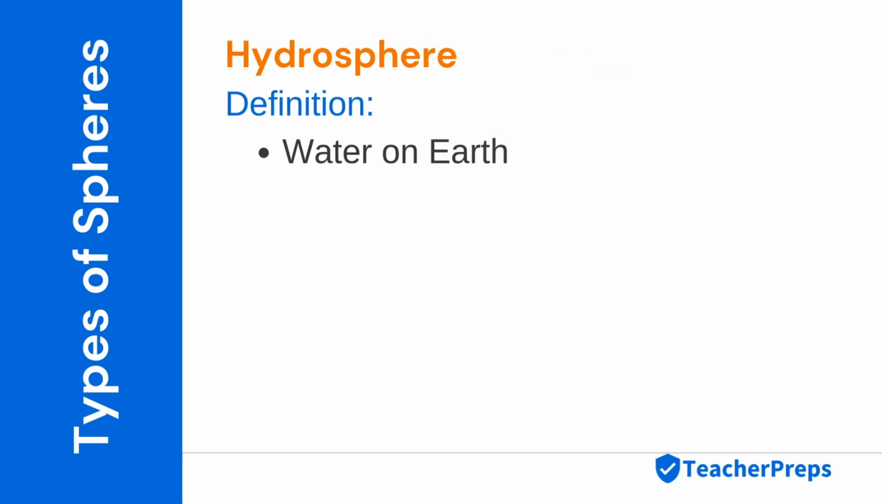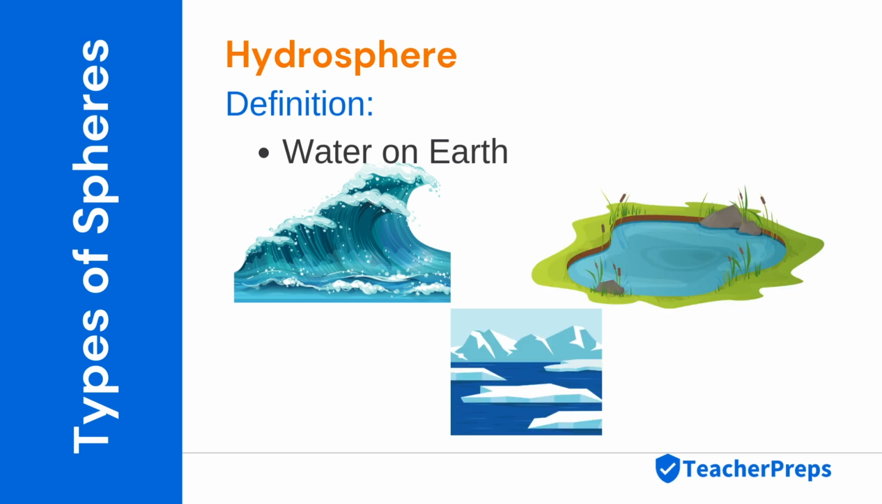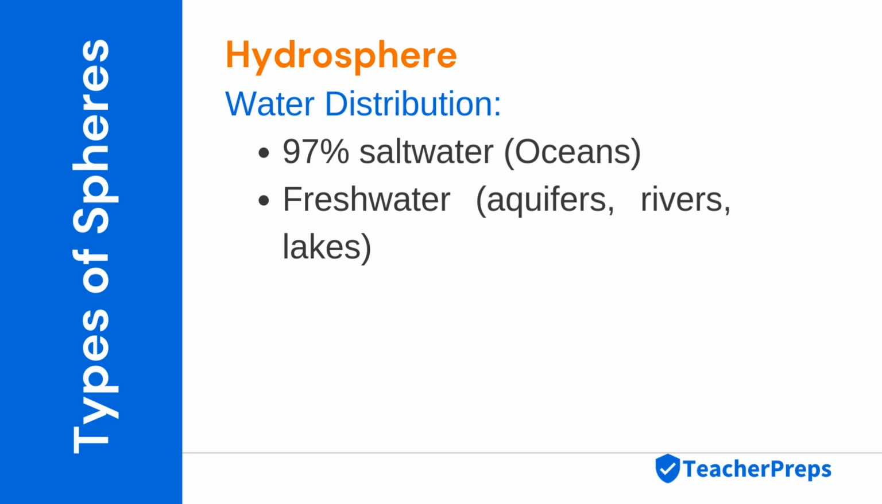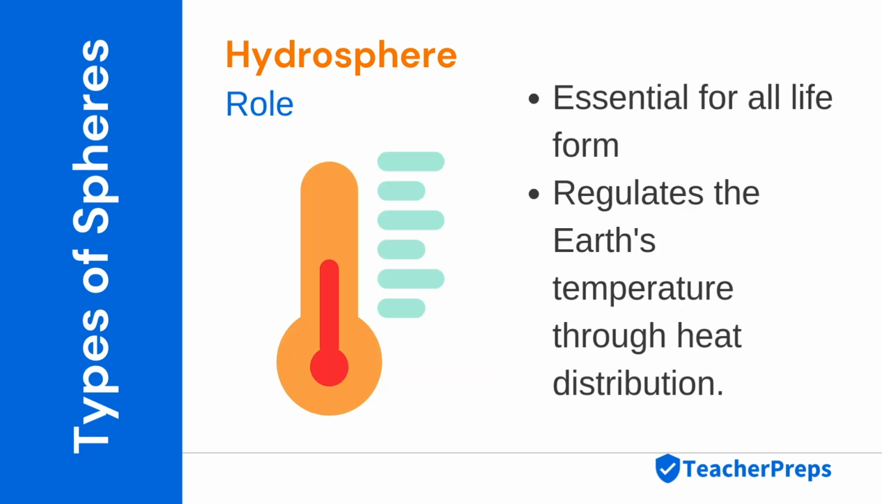Our next sphere is the hydrosphere, which, as you can tell by the name hydro, encompasses all of the aspects of water on Earth, such as the oceans that we have, our lakes, as well as glaciers. 97% of Earth's water is salt water in oceans, while fresh water exists in aquifers, rivers, and lakes. The water cycle involves the continuous movement of water through evaporation, condensation, precipitation, and runoff. The hydrosphere is essential for all life forms and regulates the Earth's temperature through heat distribution.